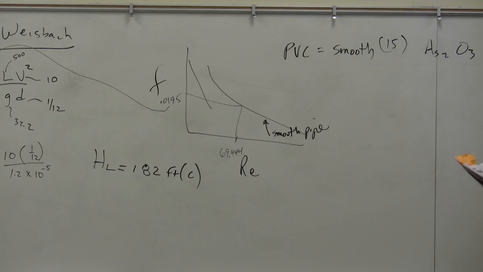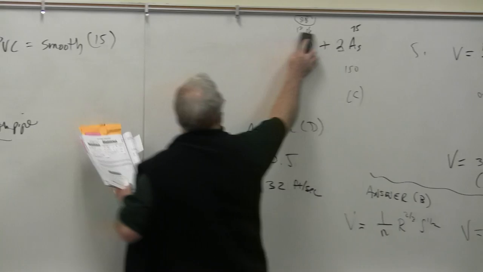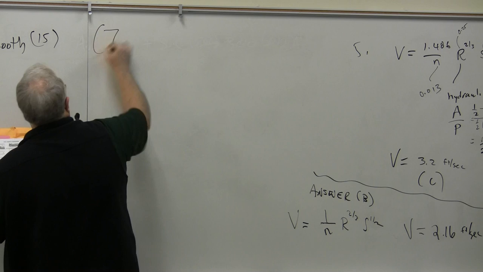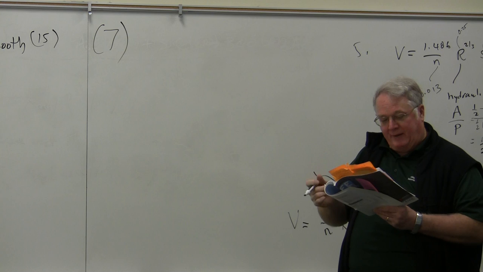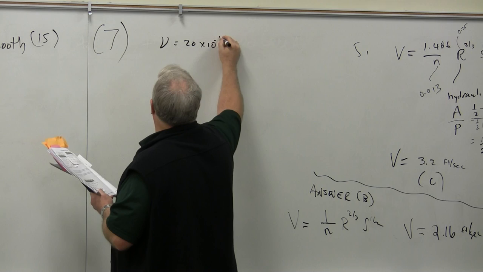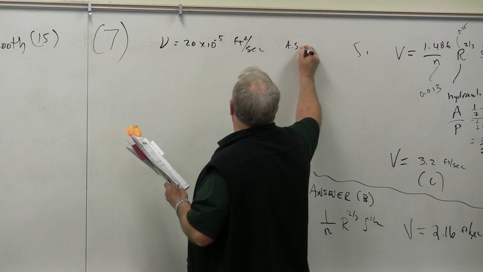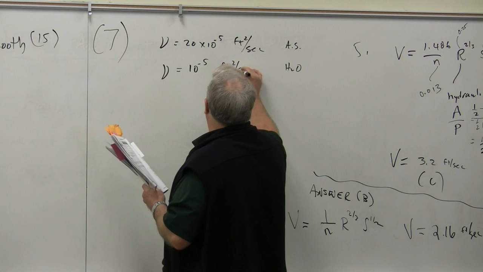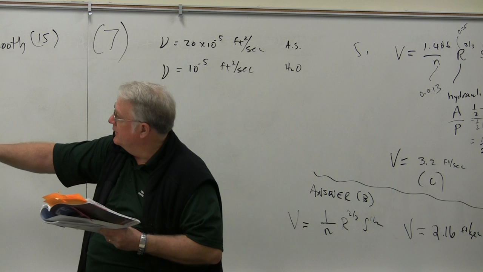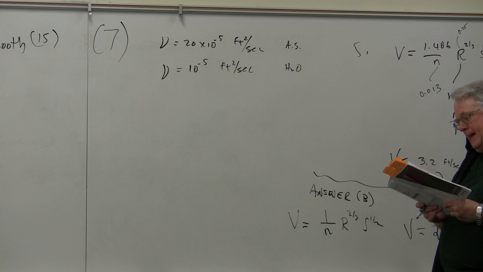Okay, number 7 is another fluids hydraulics type problem. Says waste activated sludge can be described as a Newtonian fluid with kinematic viscosity of 20 times 10 to the minus 5. So nu is 20 times 10 to the minus 5 square feet per second. At the same temperature, the kinematic viscosity of water is simply 10 to the minus 5 square feet per second. Over here I used 1.2, which is, I think, pretty close to where it is at 60 degrees. The relative roughness of the piping system is 0.001.